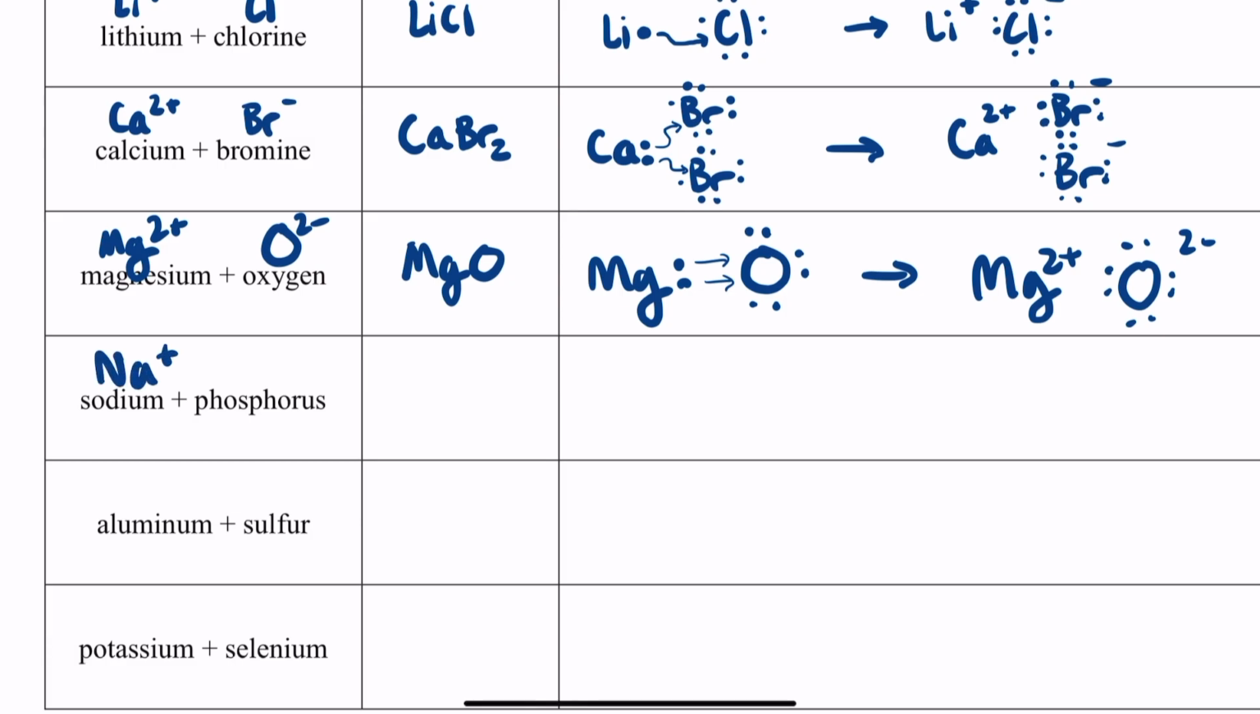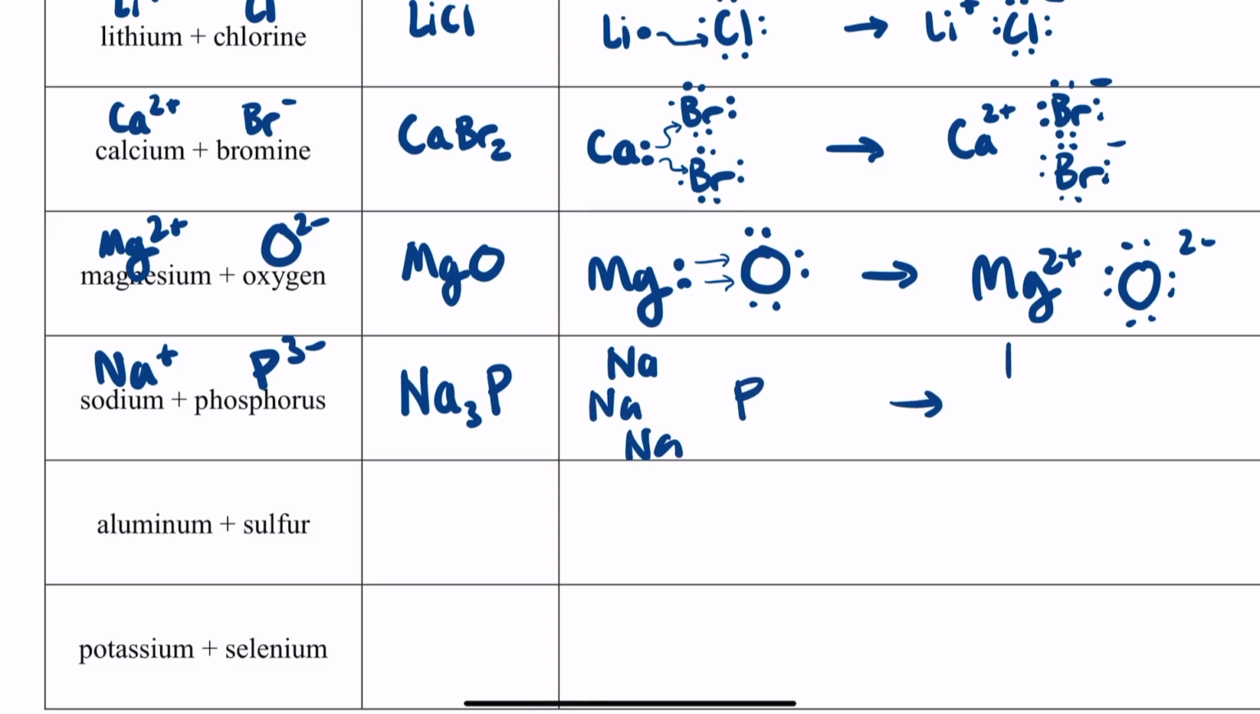Sodium's in column 1A, so it'll have a 1 plus charge. Phosphorus is in column 5A, so it'll have a 3 minus charge. I'm thinking you probably need an Na3P for these things to cancel each other out. You need 3 of these 1 plus charges to cancel out a 3 minus charge. So that's where we got this formula from. Which means in our picture, we'll probably have 3 sodiums and a single phosphorus.